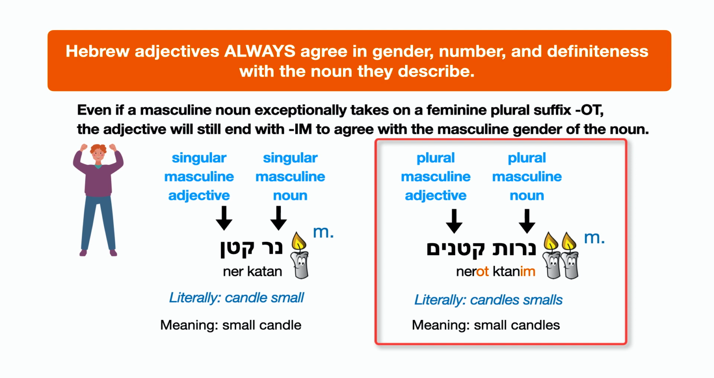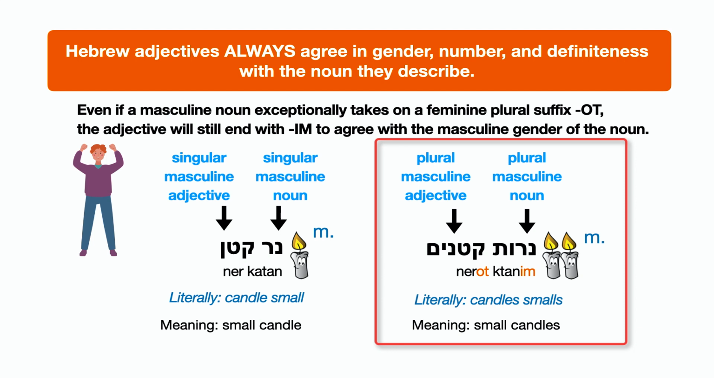Okay. So we saw earlier that ner does not follow the rule of adding im to make it plural. Even if ner is a masculine noun, it becomes plural by adding the feminine suffix ot, nerot. Okay, but it's a masculine noun. So the adjective will say, oh, it's a masculine noun, so I will add im to my masculine plural form. Okay, so katan, katanim. So why is it adding im? It's nerot. Wouldn't it be nerot katanot? No.